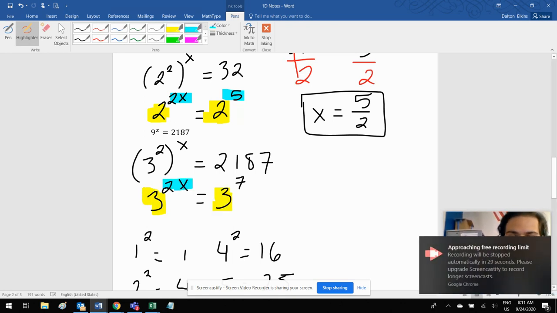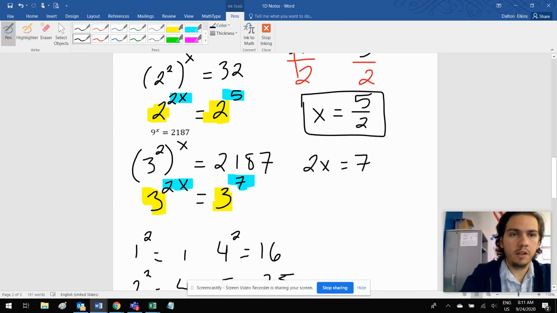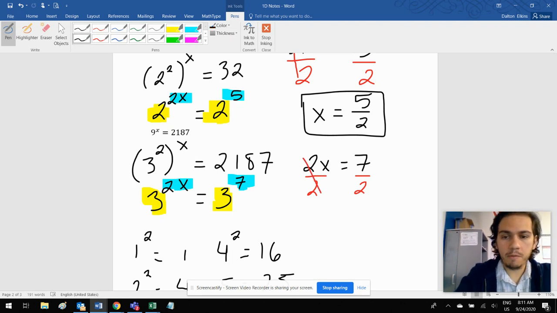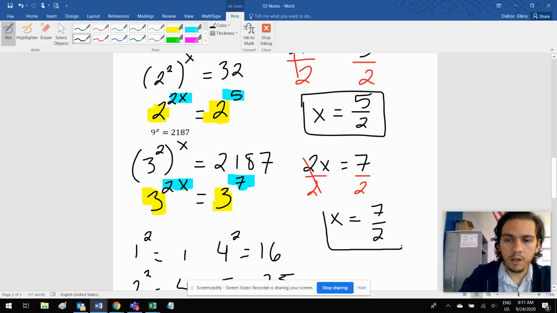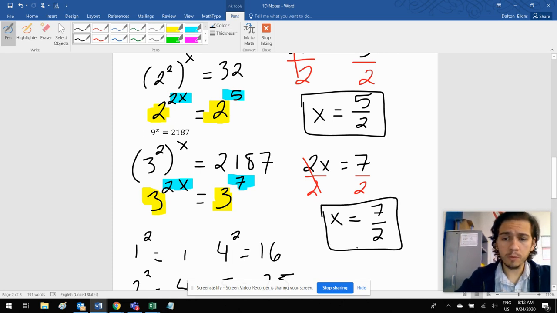which means we have equal exponents, so 2x equals 7. And I will perform the exact same operations, right? I'll get rid of that multiply by 2 by dividing by 2. And I'll be left with x is equal to 7 over 2. And that's how we solve equations involving rational exponents.